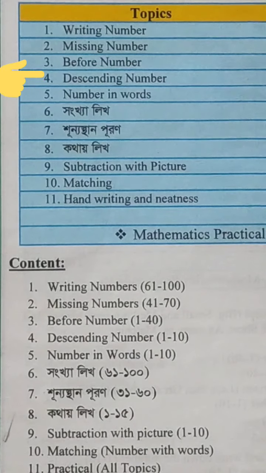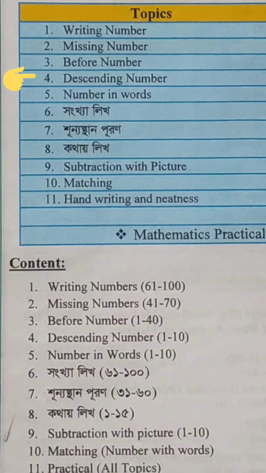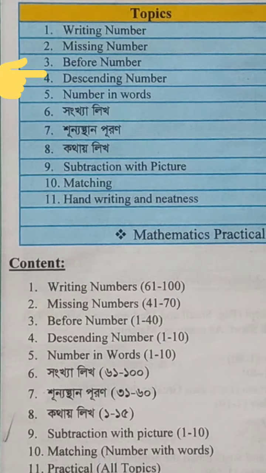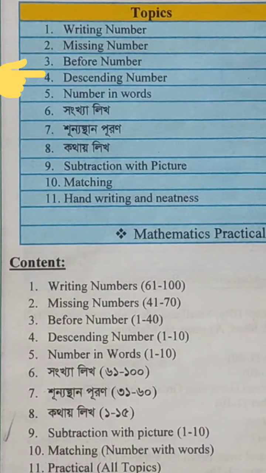Number 4 is descending numbers from 1 to 10. You remember descending numbers, right? That is arranging numbers from greatest number to smallest number. I will give some numbers in a jumbled way and you have to arrange the numbers in descending order. So, you have to practice this as well.